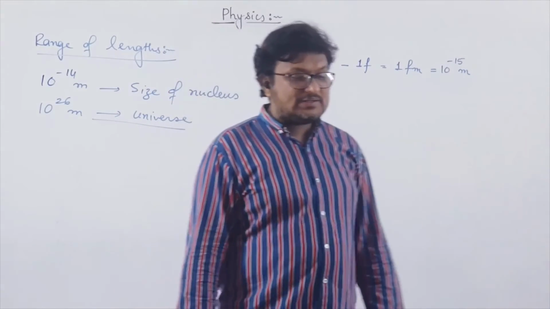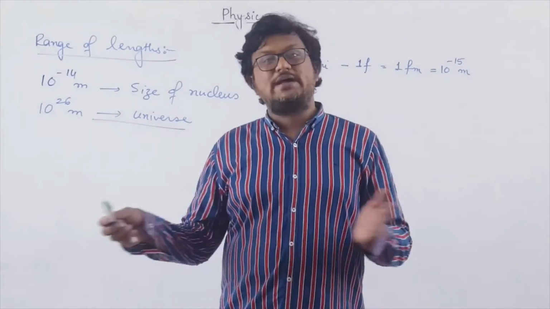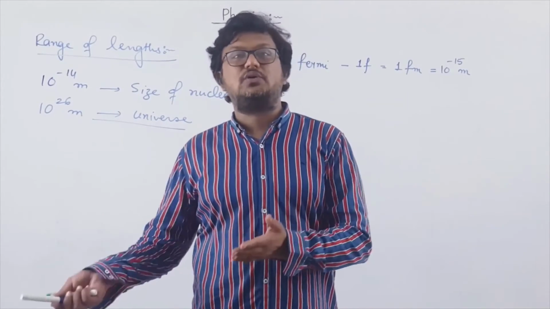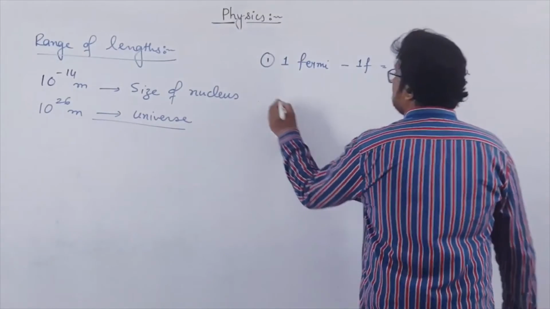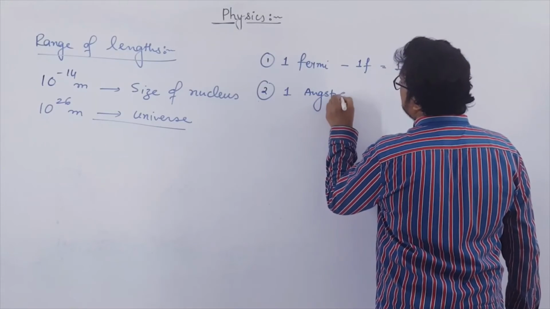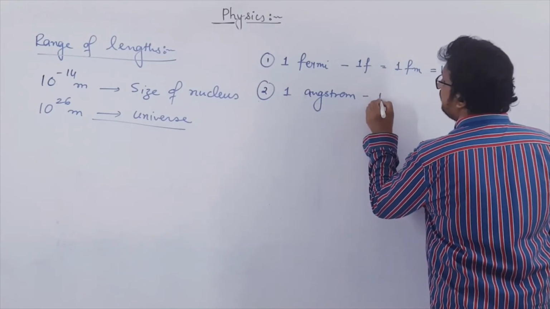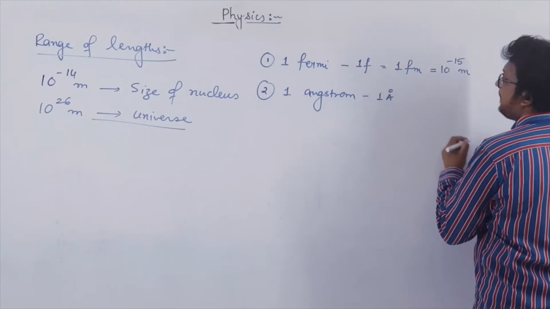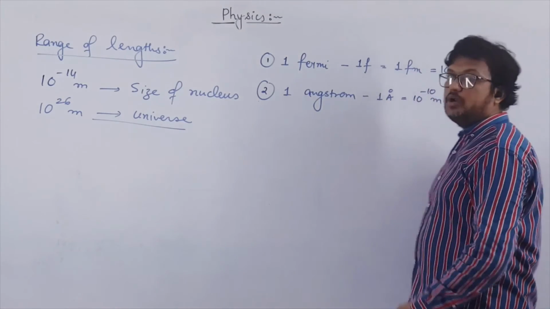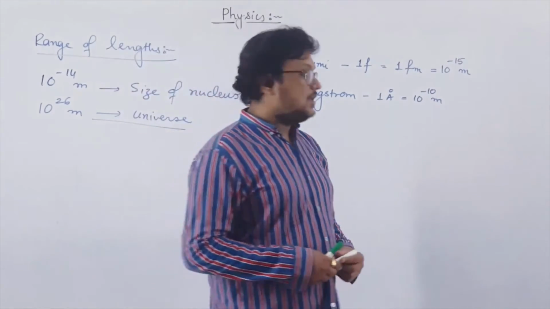Now the size of an atom is approximately 10 raised to minus 10 meter. So always using 10 raised to minus 10 meter is not the easiest way, so it is better to convert it into another unit. For that we have the second one, 1 angstrom, which is equal to 10 to the power minus 10 meter. 1 angstrom will be equal to 10 to the power minus 10 meter. This is our second.